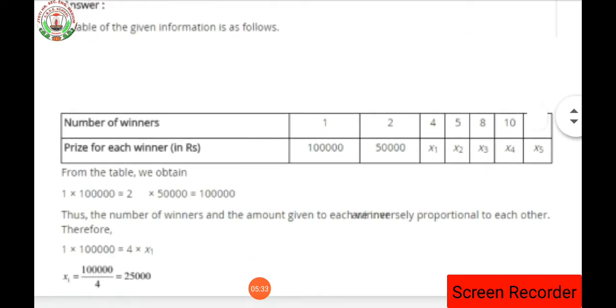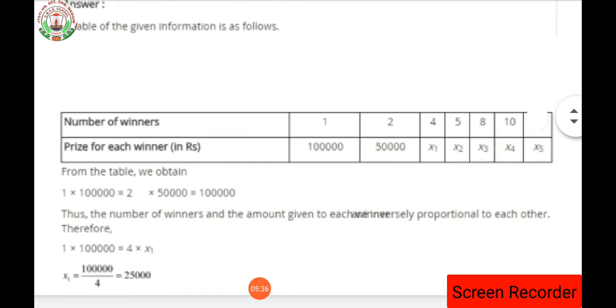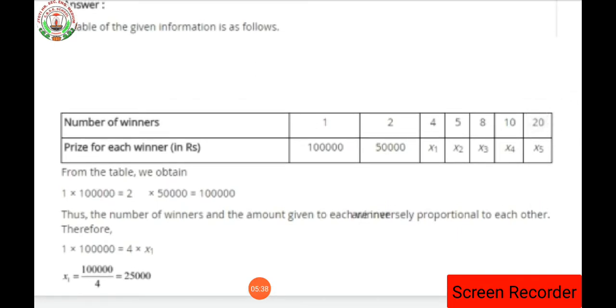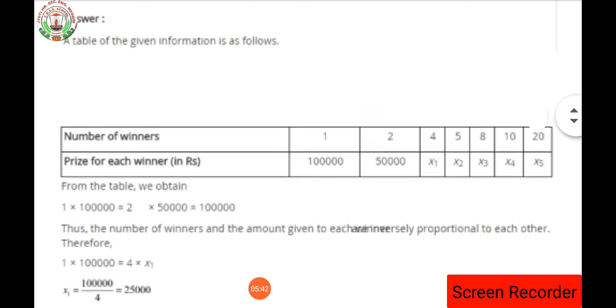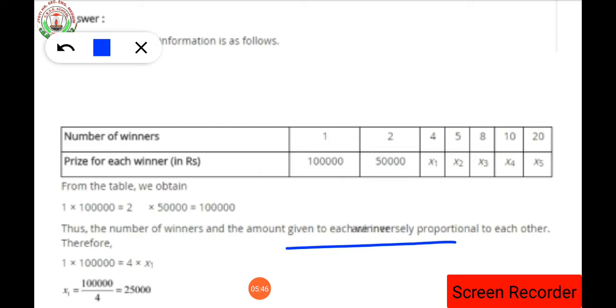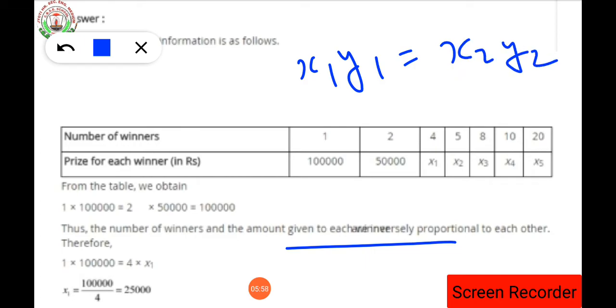So the number of winners and the amount given to each participant are inversely proportional to each other. It is clearly given in the question that it is inversely proportional. So let's find the inverse proportion. What is inverse proportion? x1 y1 is equal to x2 y2. What is direct proportion?